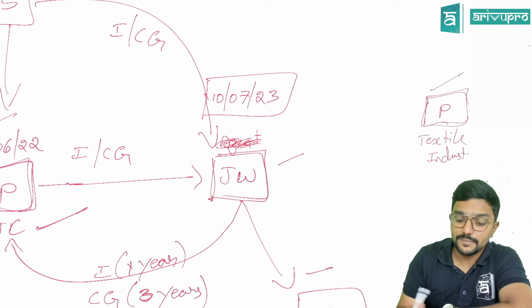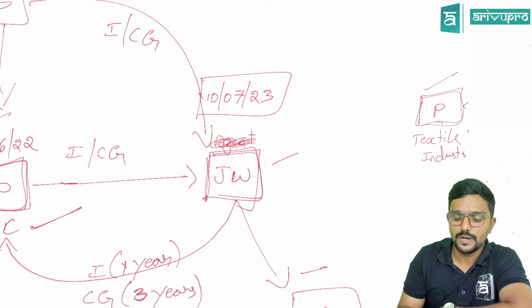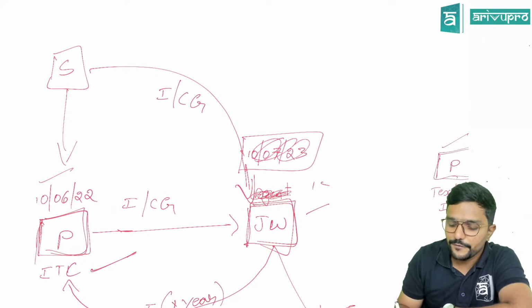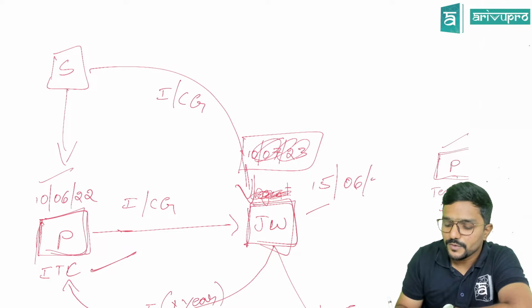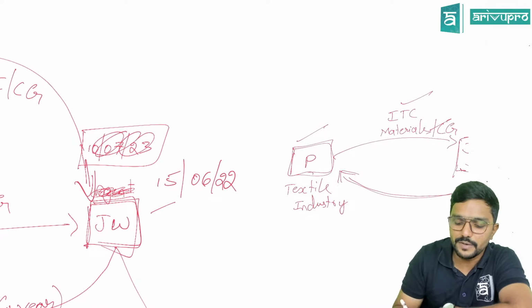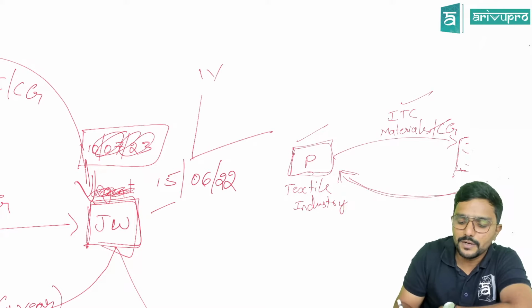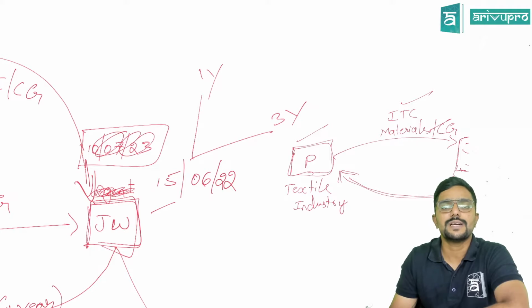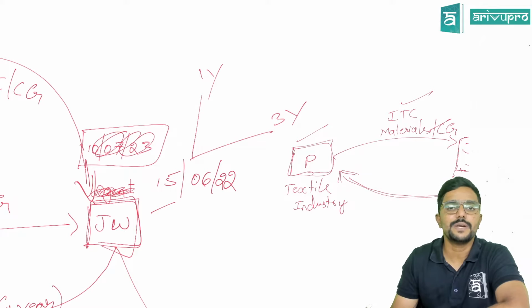From what date? From the date on which the job worker has received it. Assume the job worker has received these goods on 15th June 22. So from then, the 1 year or 3 year period will be counted, guys. The date on which the goods are received by the job worker. If the goods or capital goods are directly delivered to the job worker, then the 1 year or 3 years time period will be counted from the date on which the goods or capital goods are received by the job worker.